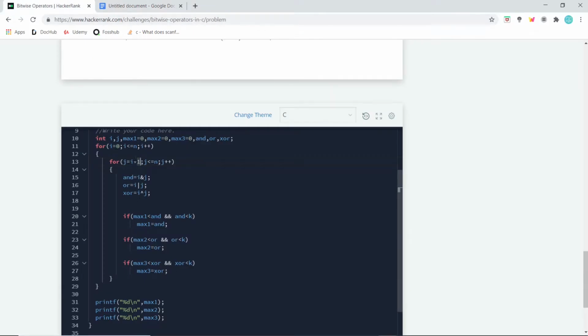When i is equal to 0, j will start from 1. Okay, now j is also less than or equal to n, since we cannot go higher than n, and after this loop j will also increase by 1. j plus plus is for that.